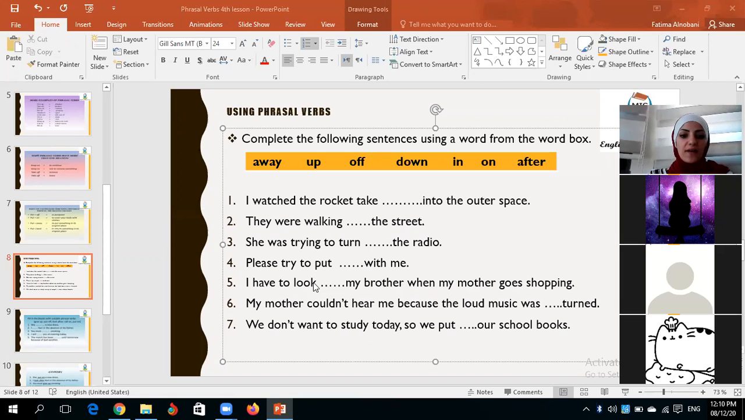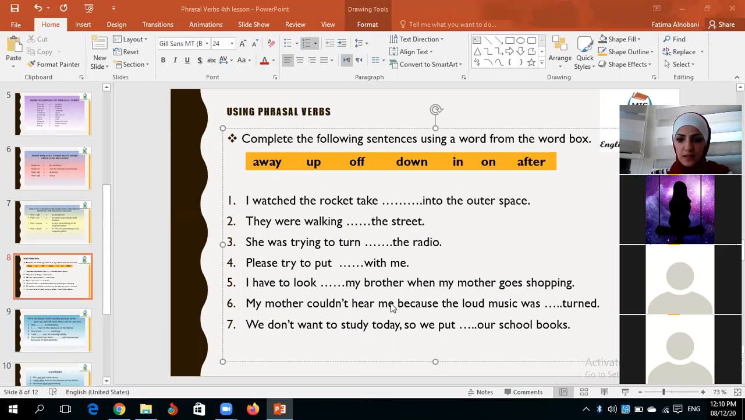Good. Number 5: I have to look my brother. Look at my brother? Okay, to look what my brother? I have to look after my brother. It means to take care of him, right? Yeah. Good. Let's go to number 6.